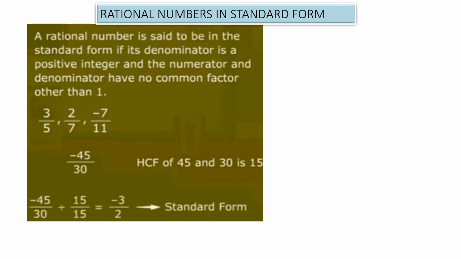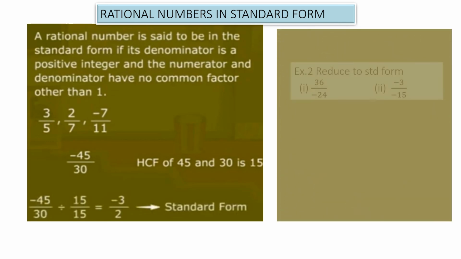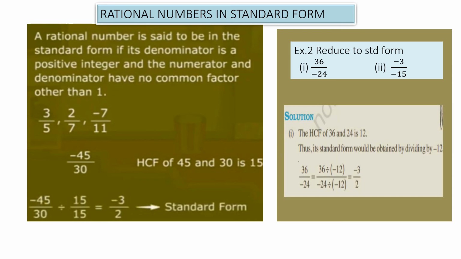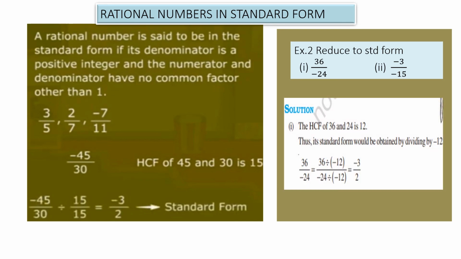3 by 2. We can take one more example, that is 36 by negative 24. Here the denominator has a negative sign. Therefore, you have to divide the numerator and denominator by the negative highest common factor. The highest common factor between 36 and 24 is 12. Then we have to avoid the negative sign from the denominator. Therefore, you can divide both numerator and denominator by negative 12 and you will get the equivalent standard rational number negative 3 by 2.